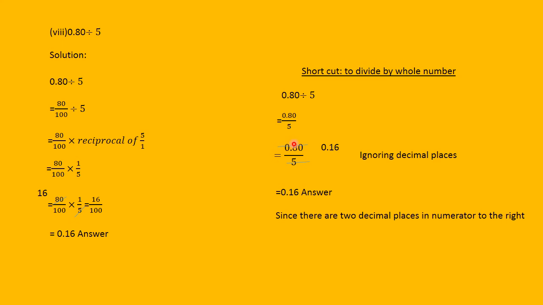5 ones are 5. So the remainder is 3. 30. So 5 6s are 30. So it is 16. So 5 16s are 80. Isn't it? So 16. But in the numerator you have 2 decimal places. So what we have to do? You will write 0.16. Alright.